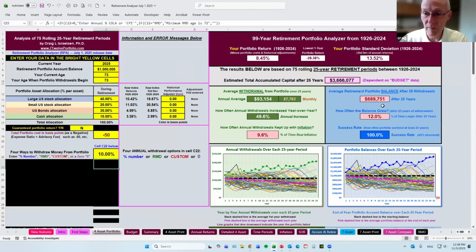And so now the average ending balance is 689. Now we're below what we started with, which was 3,000. That's pretty interesting. I didn't realize that from the last time we used this. So that's pretty interesting, man.